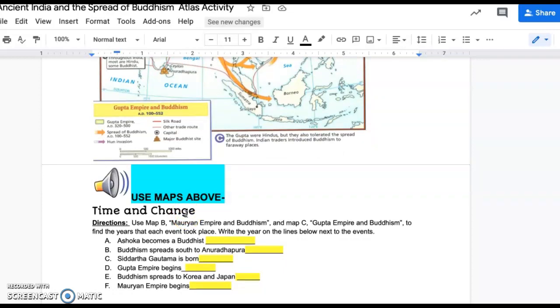Letter B. Buddhism spreads south to Anuradhapura. Letter C. Siddhartha Gautama is born. Letter D. Gupta Empire begins. Letter E. Buddhism spreads to Korea and Japan. And letter F. Mauryan Empire begins.